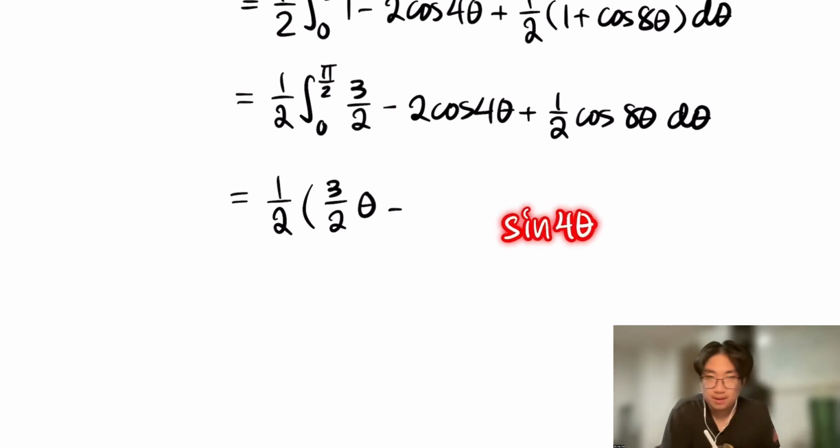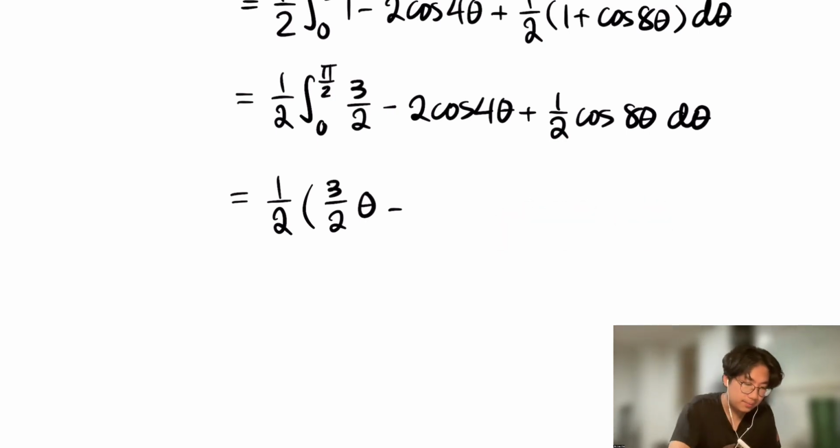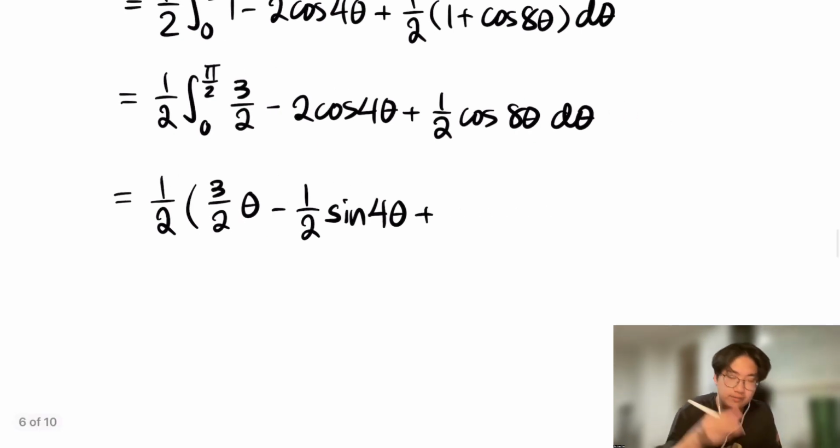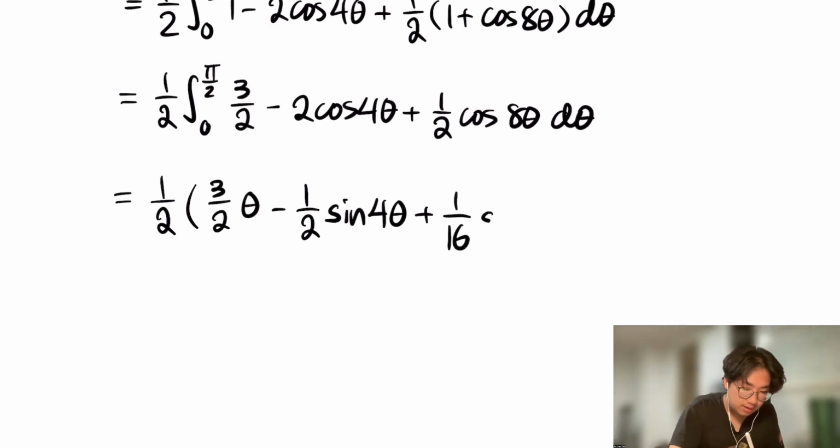But you do have to imagine what happens when you take the derivative of this. You get this extra times 4 term. So we need to multiply by 1/4. So we have negative 2 over 4, so negative 1/2 sine of 4 theta. And then a very similar idea over here, except you'll have to multiply by 1 over 8. So you have 1 over 8 times 1/2, so 1 over 16 sine of 8 theta. Again, this is being evaluated at 0 and pi over 2.